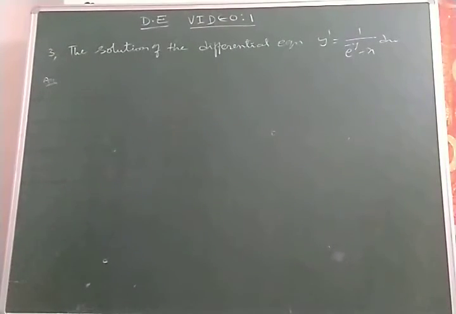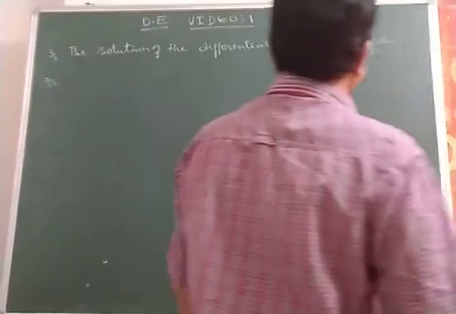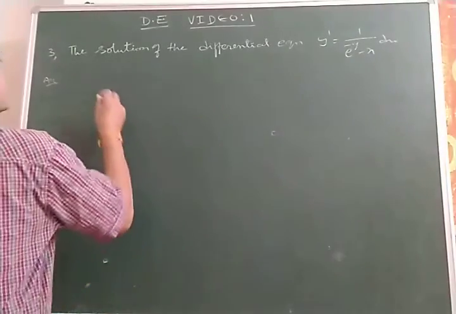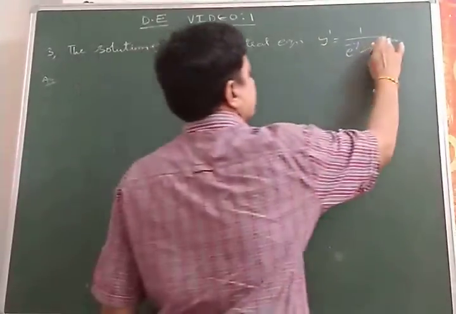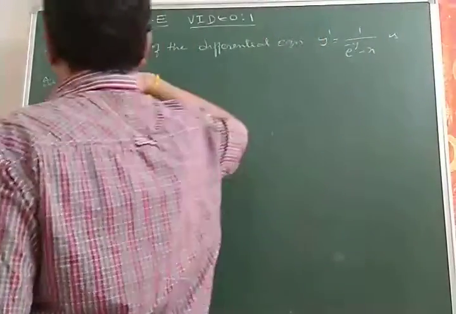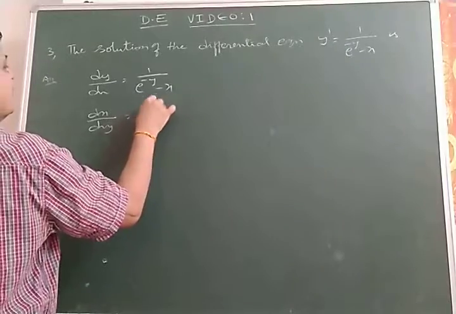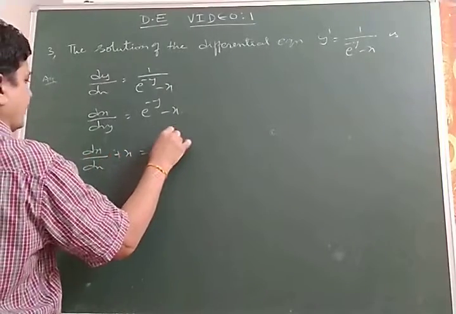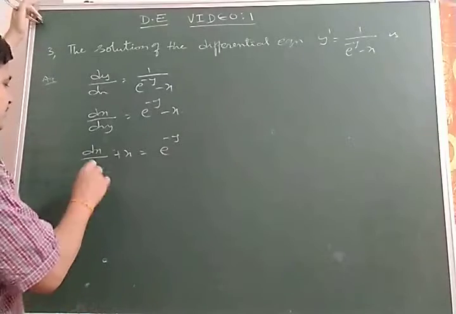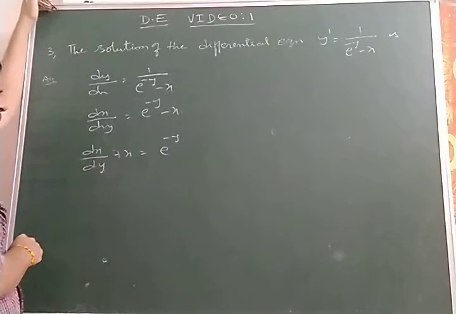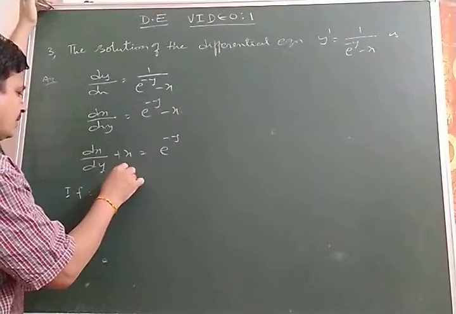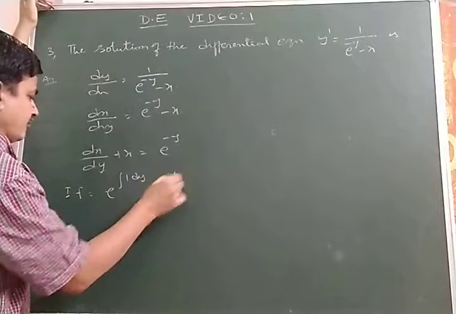Question number 3. The solution of the differential equation y dash is equal to 1 by e to the power of (minus y minus x) is? Now here it is dy by dx is equal to e to the power of minus y minus x. Now dx by dy plus x is equal to e to the power of minus y. Now here it is also a differential equation in y. So integrating factor is e to the power of integral 1 dy, that is e to the power of y.